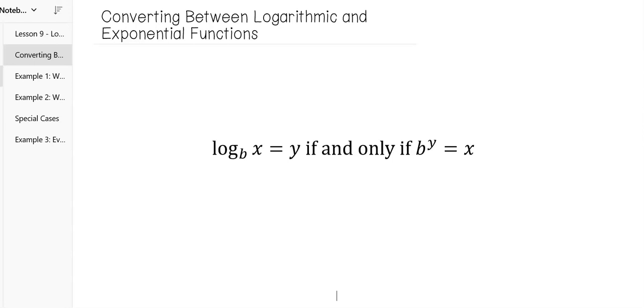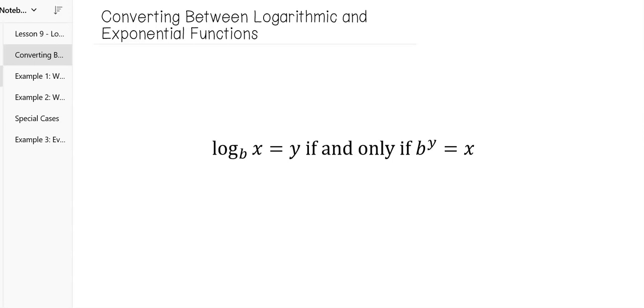So this right here is what a logarithmic function looks like. Log base b of x equals y. So when it has that little subscript right there, so you have log and then a small number b, that is called the base of the logarithmic function. And we can convert between logarithmic and exponential functions. So as you can see here, it says log base b of x equals y if and only if b to the y equals x.